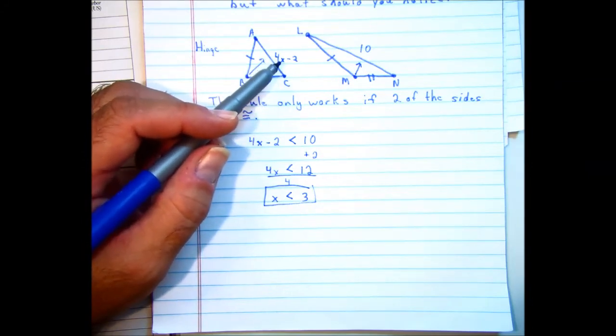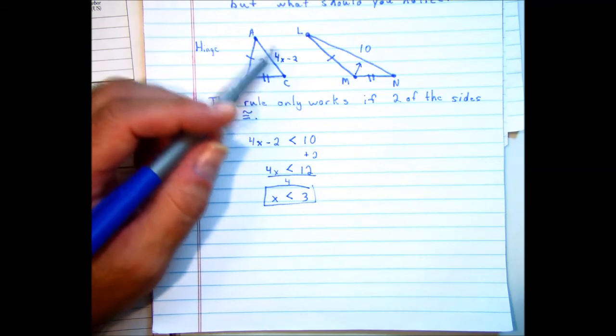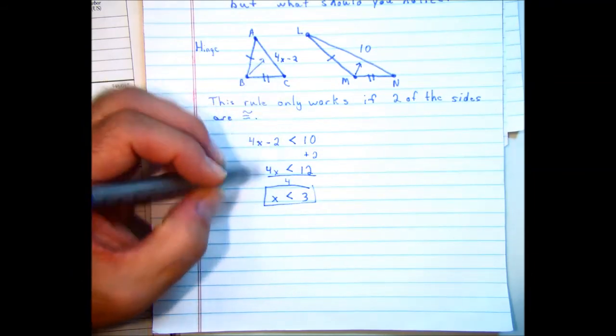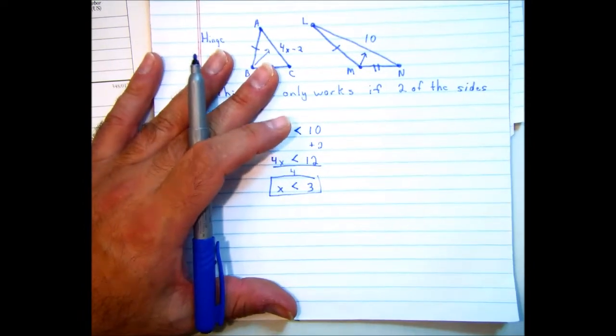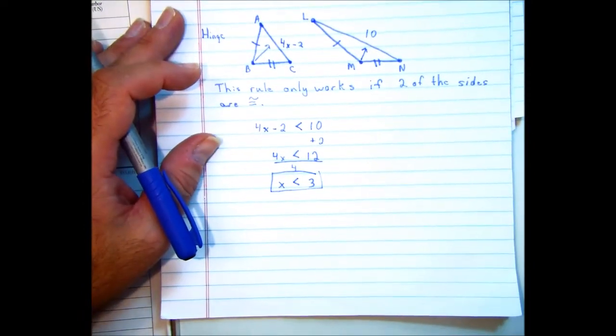It can't be 0 because that would make this a -2, and we can't have negative distances. So you have to know common sense wise, all of these answers have to be positive, and they have to be bigger than 0, which means they're positive.